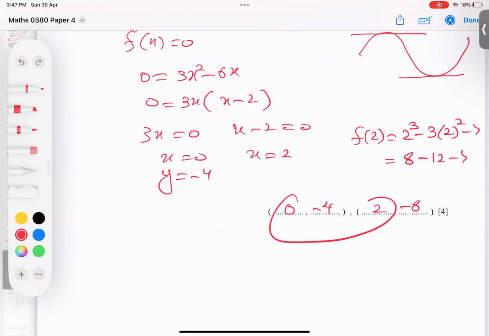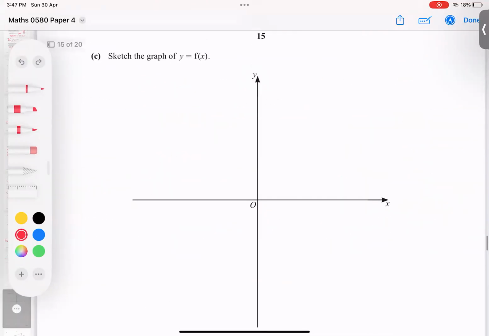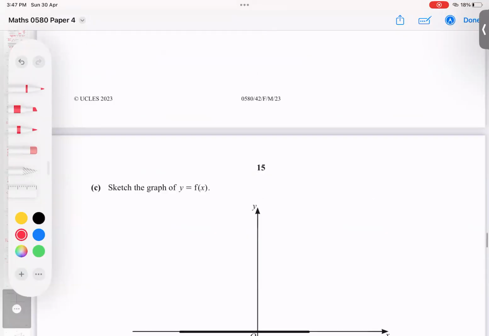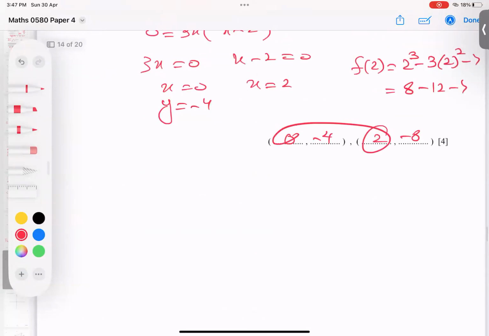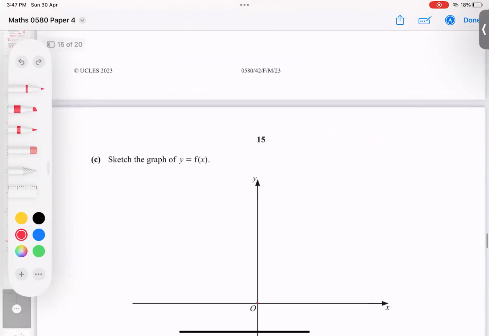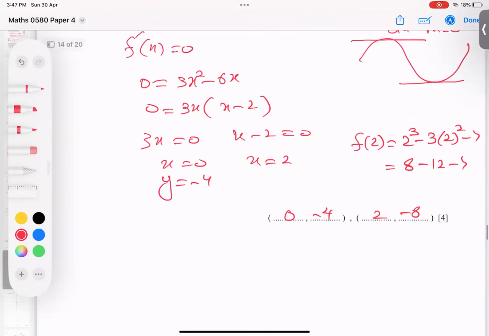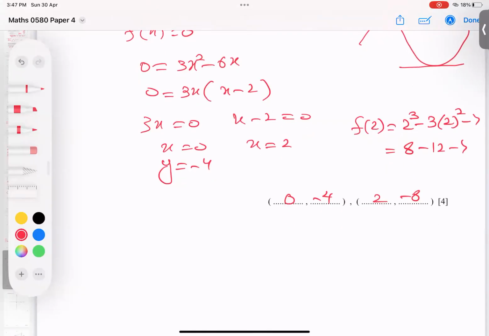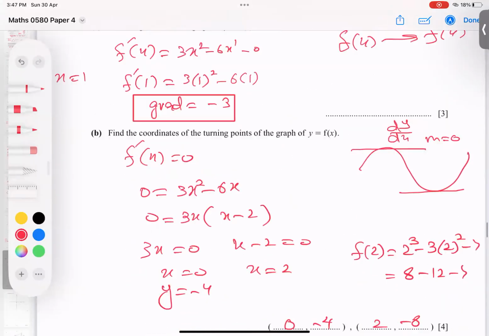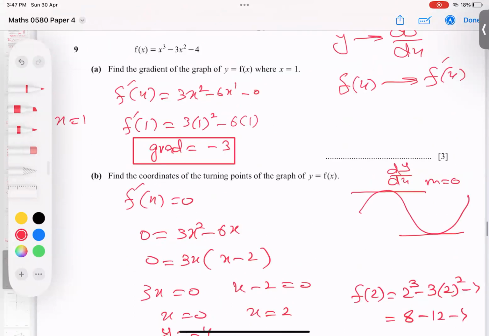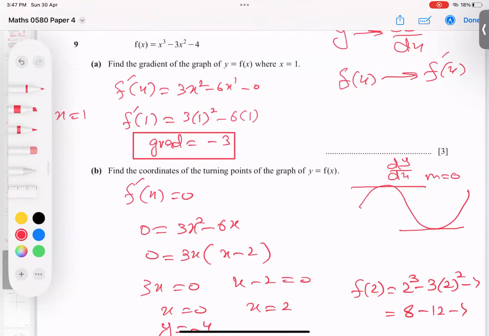So x is 0, y is 2. Sorry, the x values are actually 0 and 2. So it means this is 0, this is 1, this is 2. So the two turning points are short. Let me recheck: 2 to the power 3 is 8, 2 twos are 4, 4 threes are 12, and minus 16, minus 4 is correct.